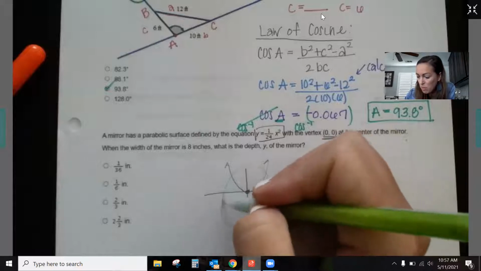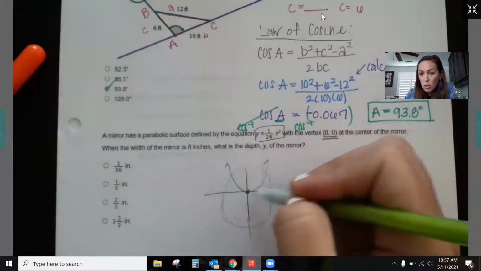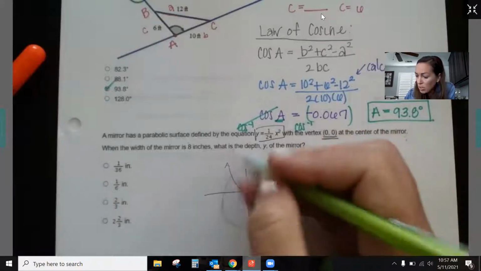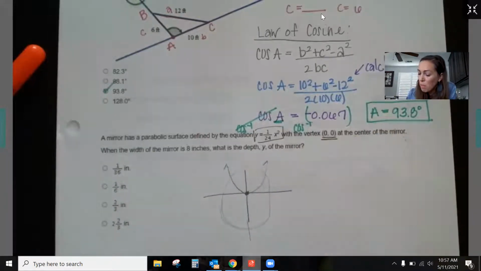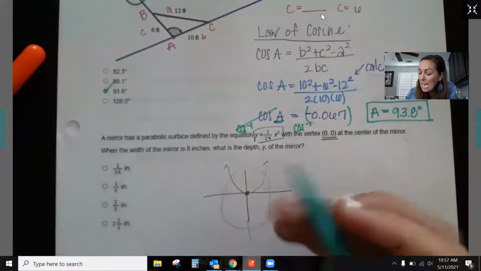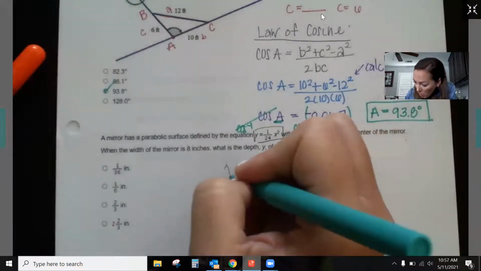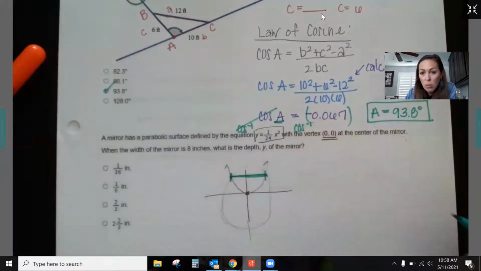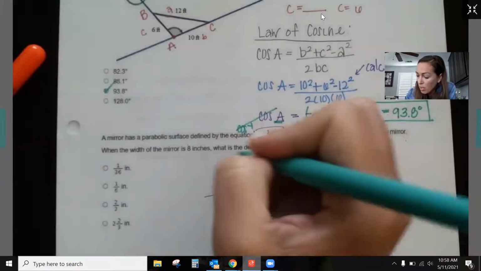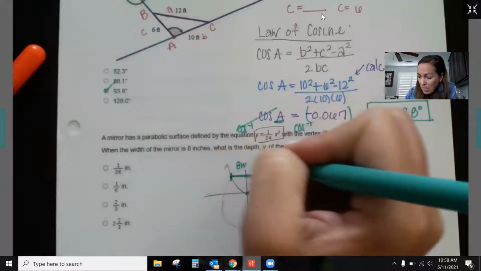I don't know what the shape is of the mirror. I'm just kind of sketching some. So wherever it is, there's some mirror, and there's this parabolic surface that's defined. And it's saying that when the width of the mirror is 8 inches, so the entire mirror from here to here. So we're using the parabola to show this. The width there is 8 inches.